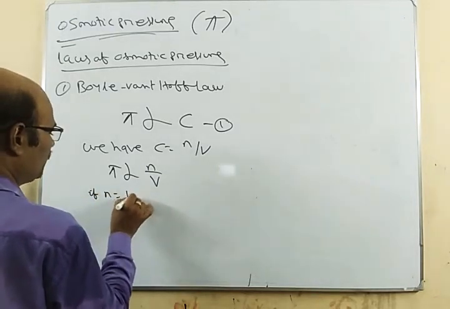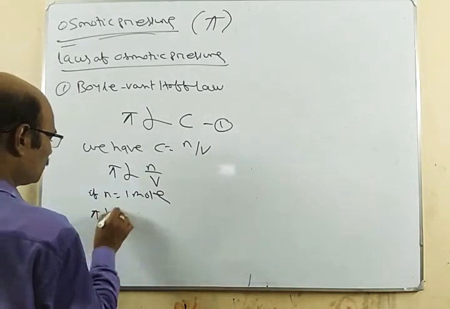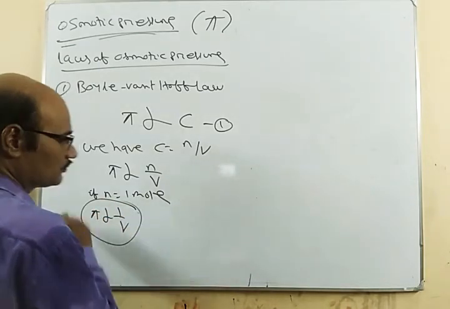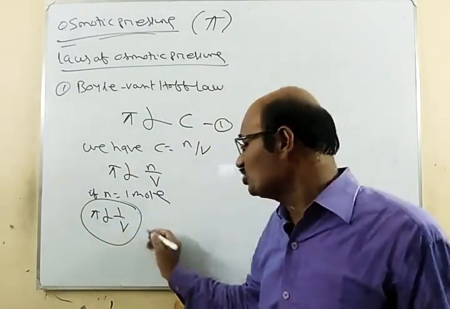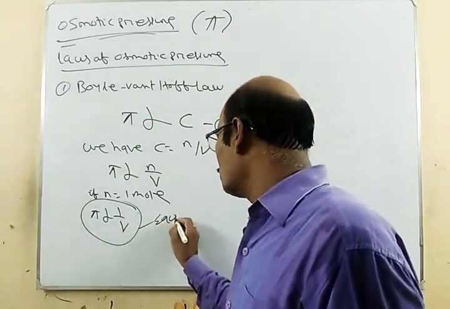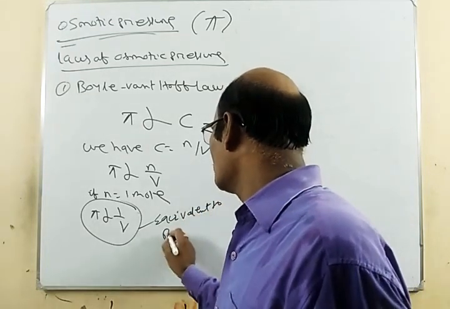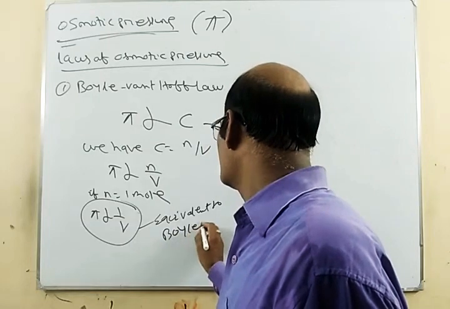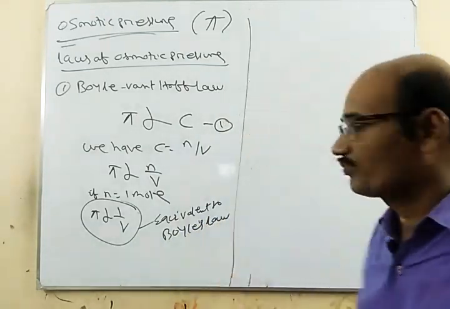If n equals 1 mole, then pi is proportional to 1 by V, or P is proportional to 1 by V. And this is equivalent to what? Boyle's law.